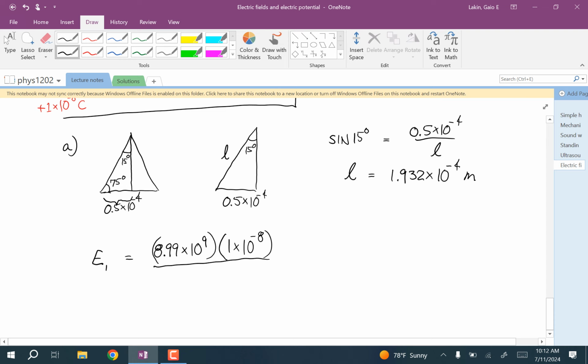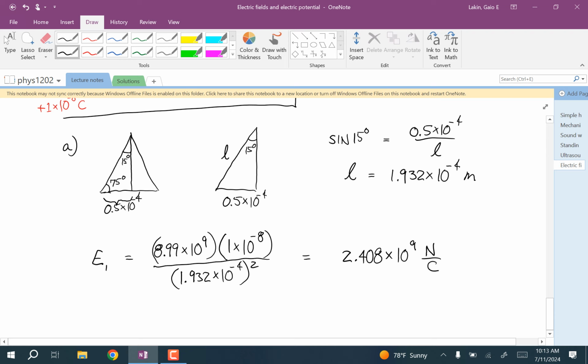And then divided by that length squared that we just calculated. That's the distance between the fixed charge at 1 and the point where we're doing this calculation, P. So 1.932 times 10 to the minus 4th, and then you square that. That's what the formula says. And you get a value of 2.408 times 10 to the 9th newtons per coulomb.